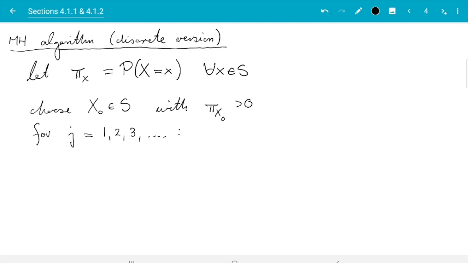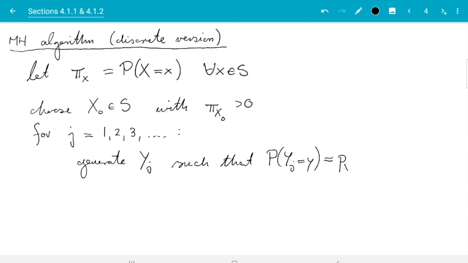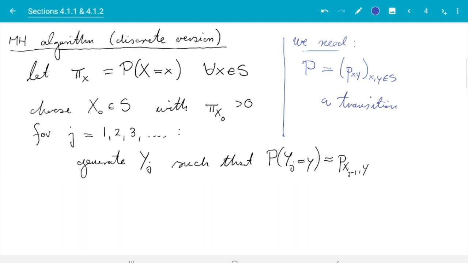The method itself is a bit like rejection sampling. So we first generate a proposal, which I want to call y_j, such that the probability of y_j equal to a given value little y equals p_{x_{j-1} y}, where little p are the elements of some transition matrix, which we still need to discuss. So for now, let's just pin down what we need. So we need a transition matrix. I call the matrix itself capital P, and the elements I call little p_{xy}, where x and y are in S.